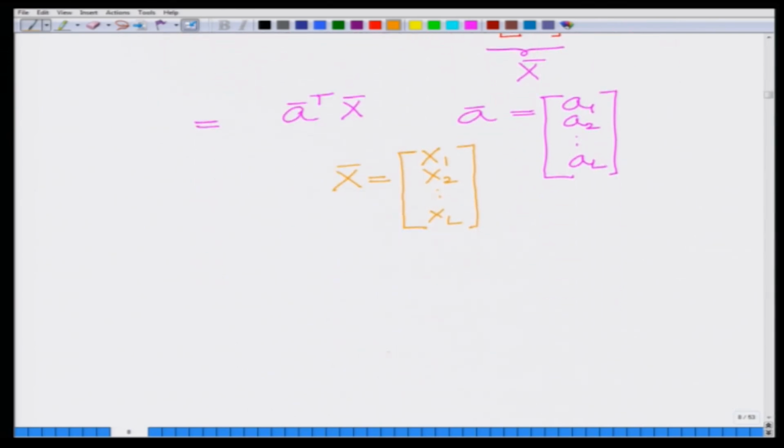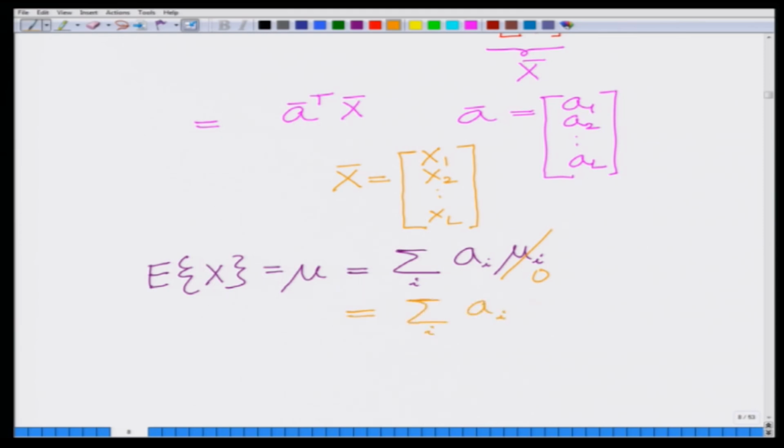The mean of this Gaussian random variable x, expected value of x, which is equal to mu, which is equal to summation over i of a_i times mu_i. But we are saying each mu_i is equal to 0. So, this reduces to summation over i of a_i times 0, which is equal to 0. Therefore, mu is equal to 0.